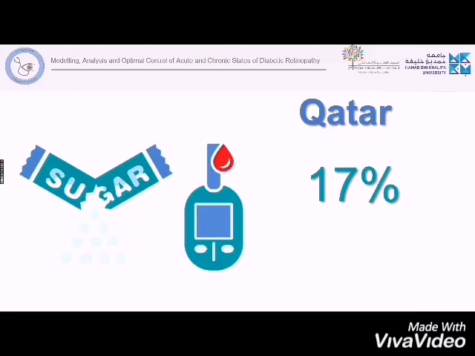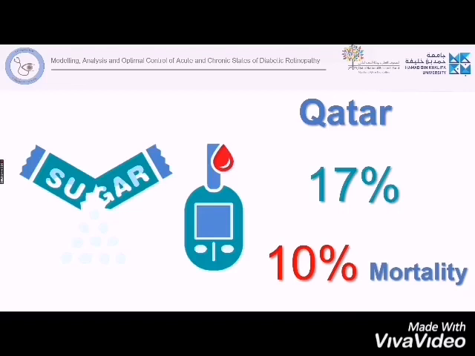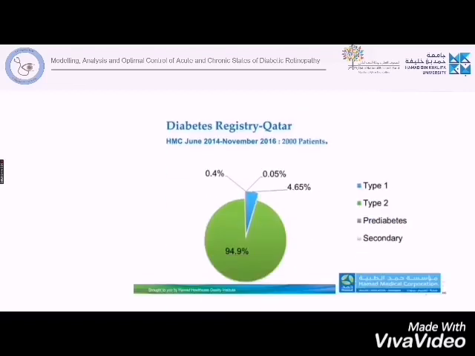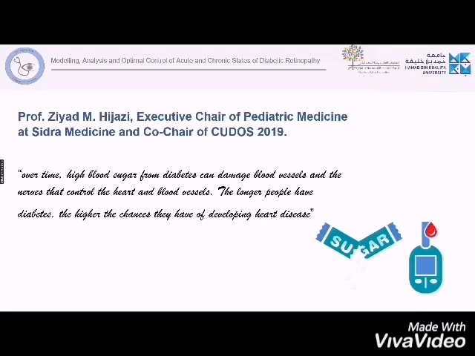By 2020, it has started contributing to 10% of the mortality in Qatar. Statistics done by Hamad Medical Corporation in Qatar show that 94.9% of diabetic people have type 2 diabetes. As stated by Professor Hijazi, over time, high blood sugar from diabetes can damage blood vessels and the nerves that control the heart and blood vessels. The longer people have diabetes, the higher the chances they have of developing heart diseases.